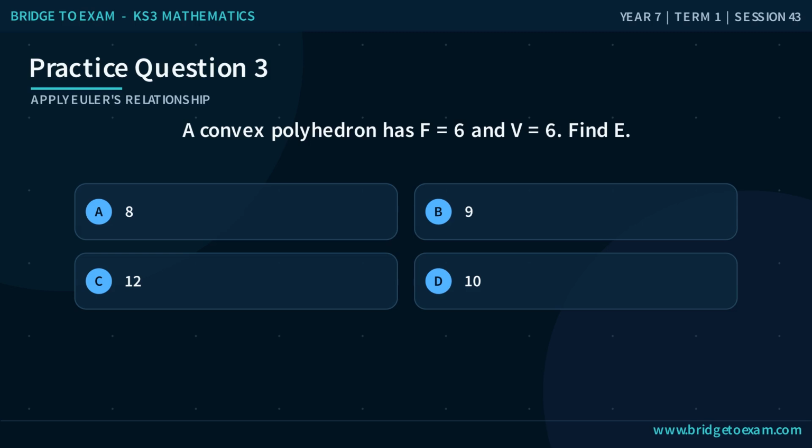Practice question 3. A convex polyhedron has 6 faces and 6 vertices. How many edges? Option A is 8. Option B is 9. Option C is 12. Option D is 10. Pause. Substitute into F plus V equals E plus 2.